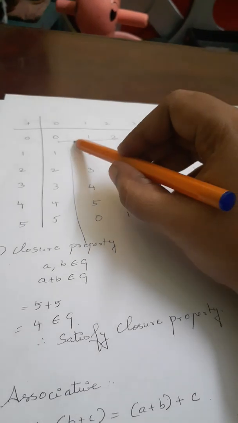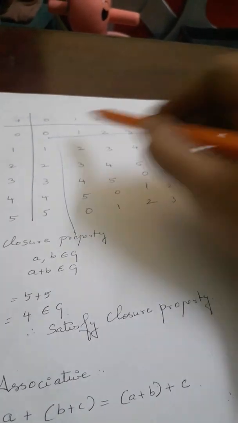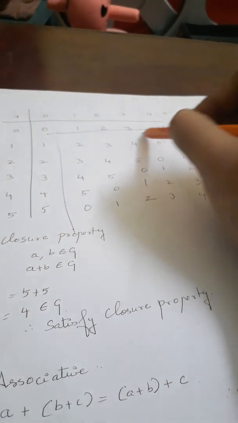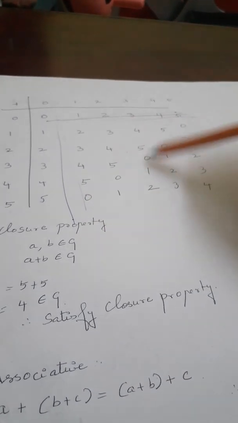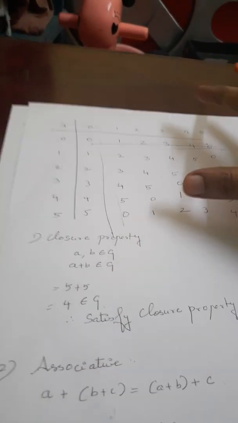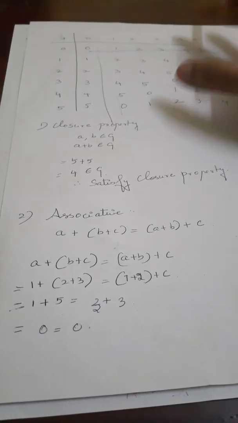In this table, no row should have duplicate values and no column should have duplicate values. So this is my table. First I constructed my table, then I'm going to use the properties.